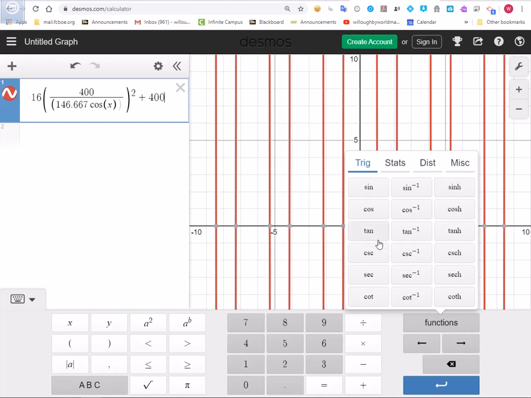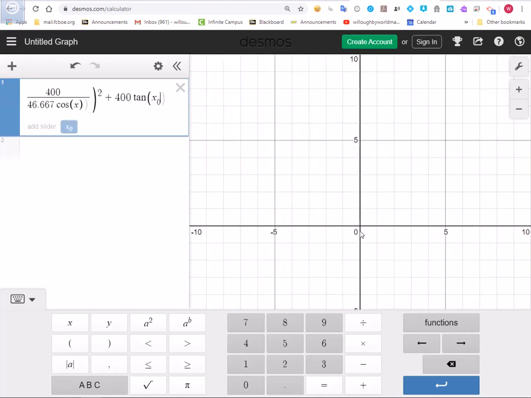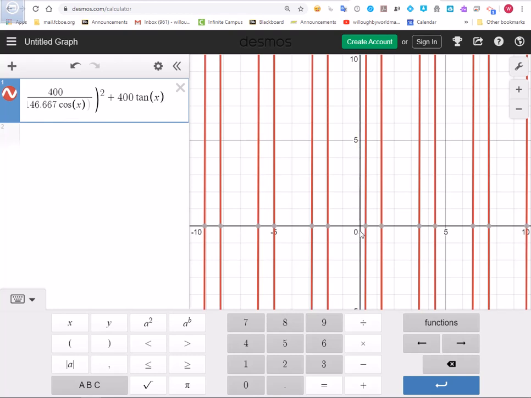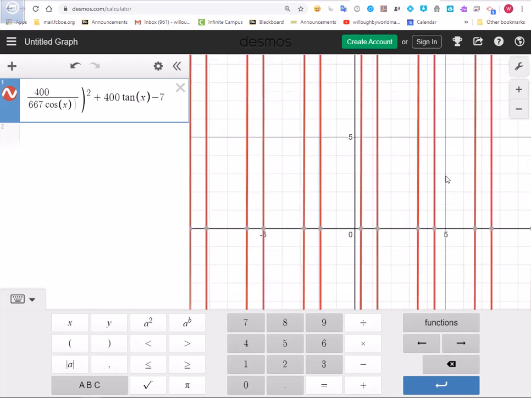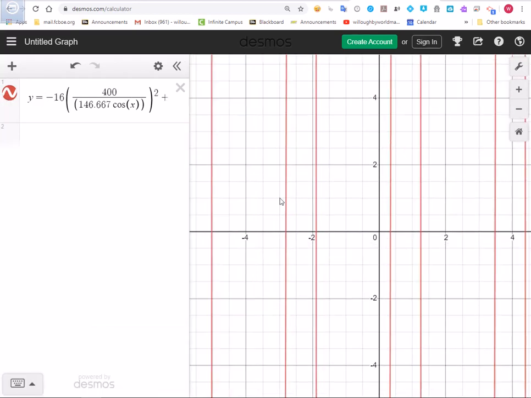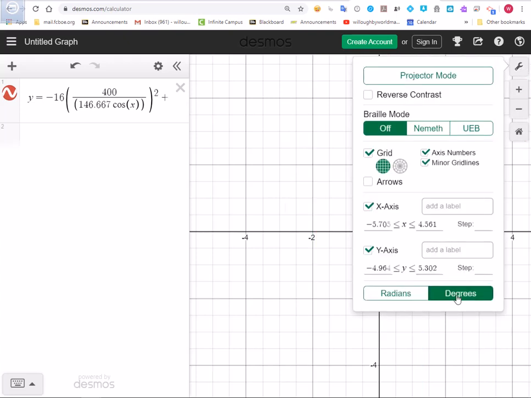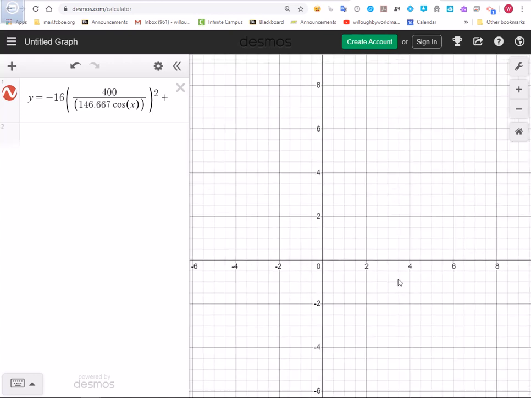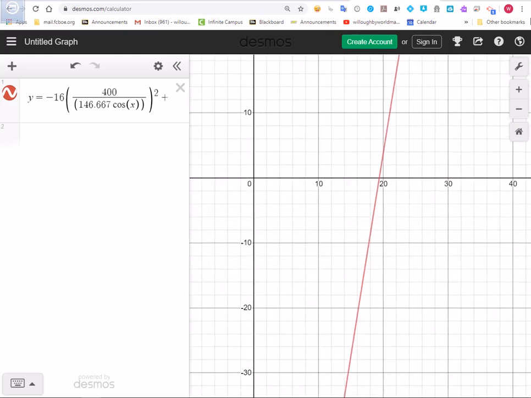Just x, and then -7. Okay, so let's see what we're looking for here. And let's make sure I'm in degree mode. Did I do that yet? No, I didn't. Okay, there we go. Now we're in degree mode, so life makes a lot more sense. Do make sure you put the Desmos in degree mode when you're using this. Okay, so do you see right here, at this angle, this would be exactly 10.